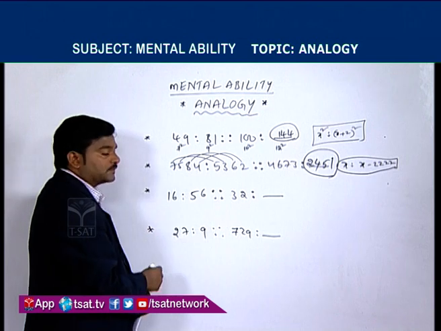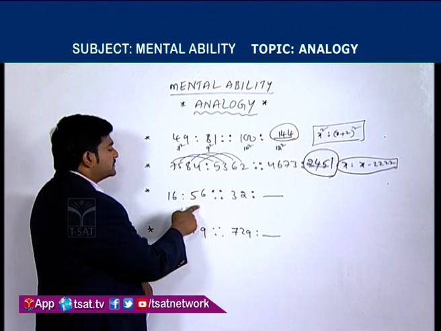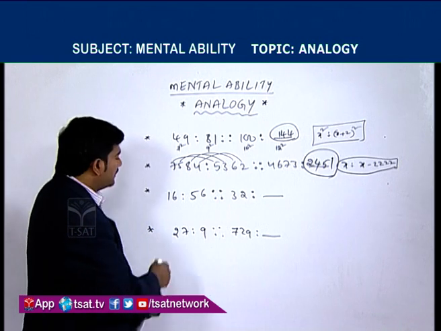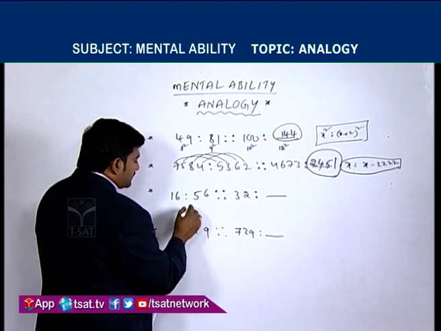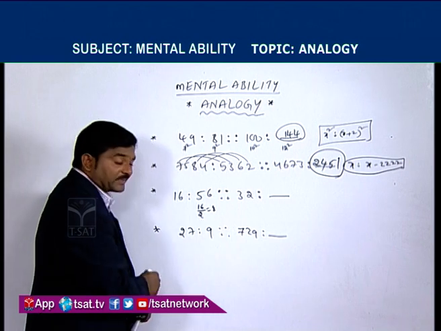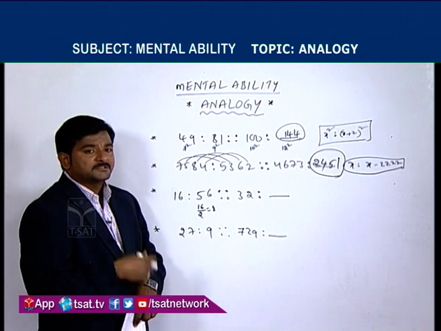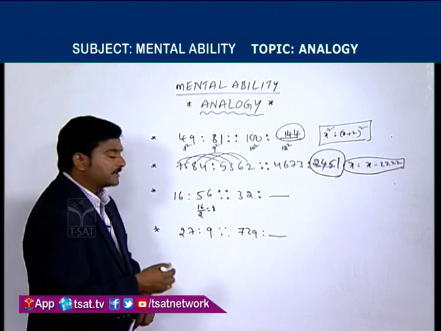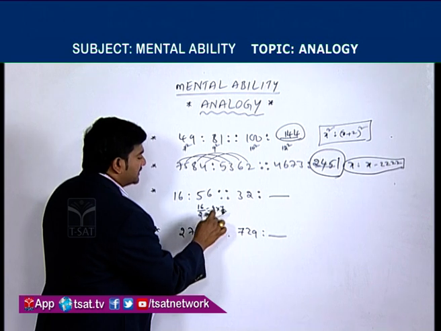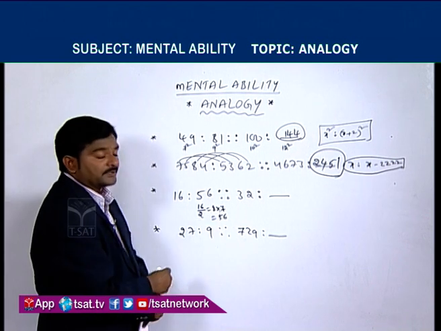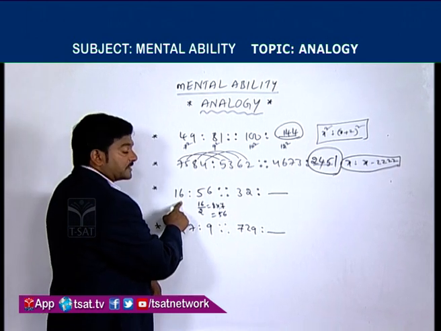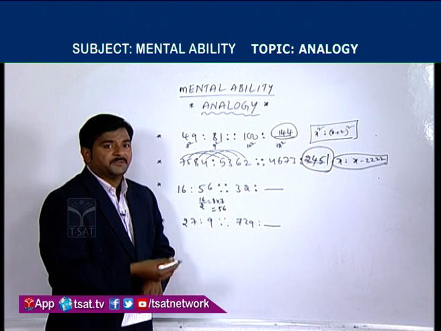16 is to 56. 16 is to 56 as 32 is to dash. What does it mean? Let's say 16, half of the 16. Half of the 16 means what am I getting? 8 I am getting. So multiplying 8 with 7. 8 sevens are, how much am I getting? 56. What is the concept involved in this here? So doing half of this number and after getting that number multiplying with 7.